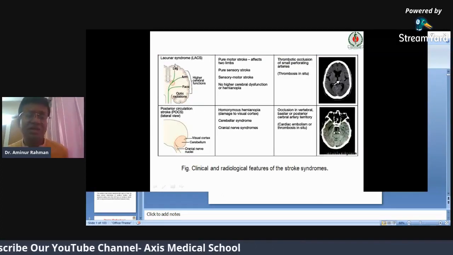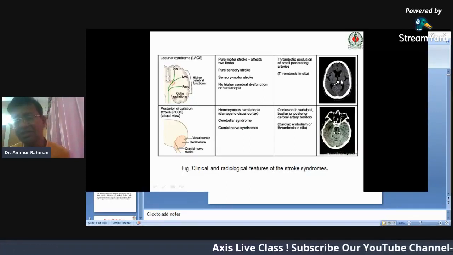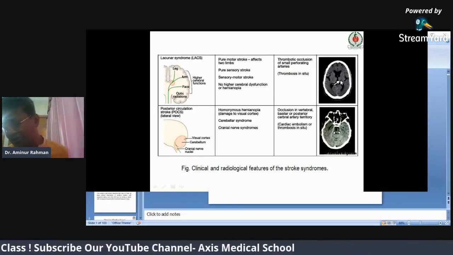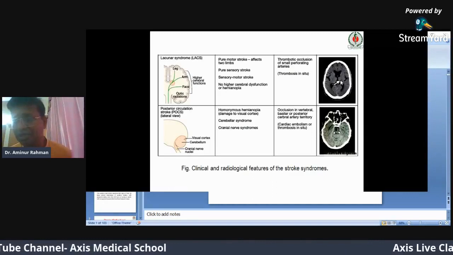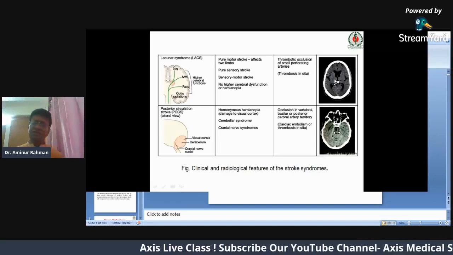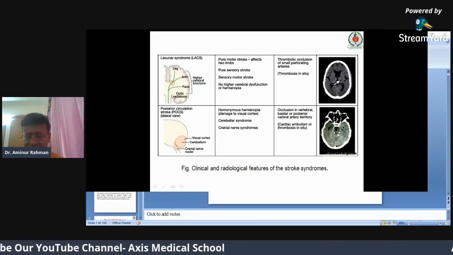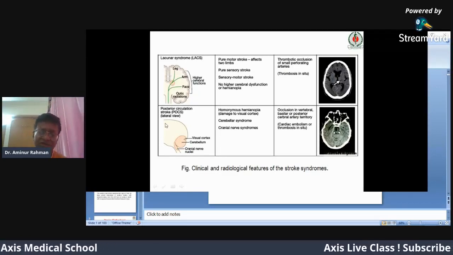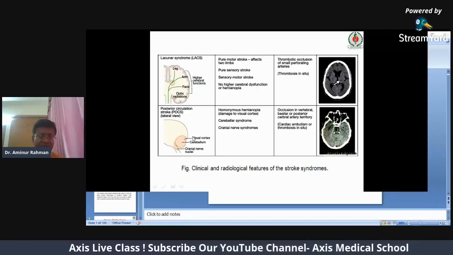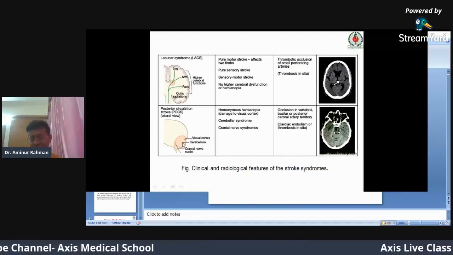And you see the lacunar syndrome. The lacune is a small lesion, like a pinhead lesion, in the ganglionic-thalamic region, a bit near the thalamus. It's a small lesion. This is called the lacunar syndrome. And then the posterior circulation. The posterior circulation is always supplied by the vertebral system. This is the posterior circulation stroke. This involves the visual cortex, the cerebellum and the cranial nerves. It's all posterior circulation stroke.